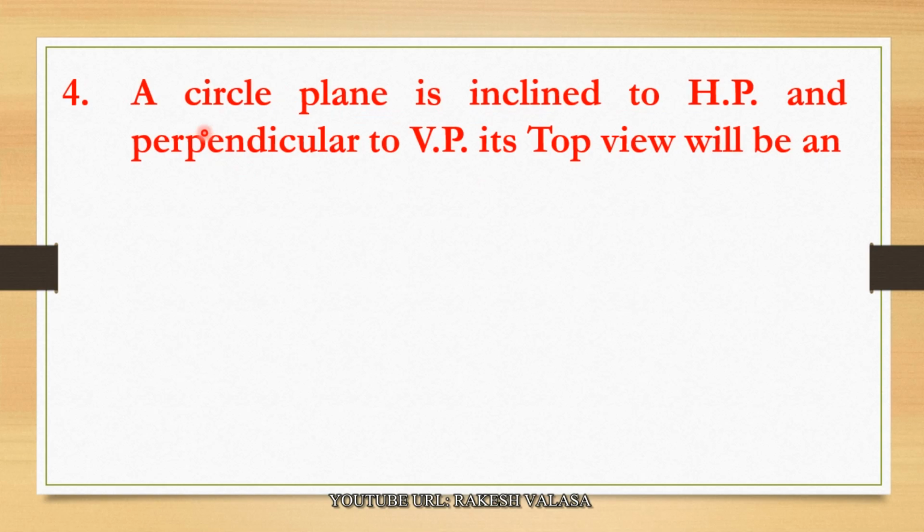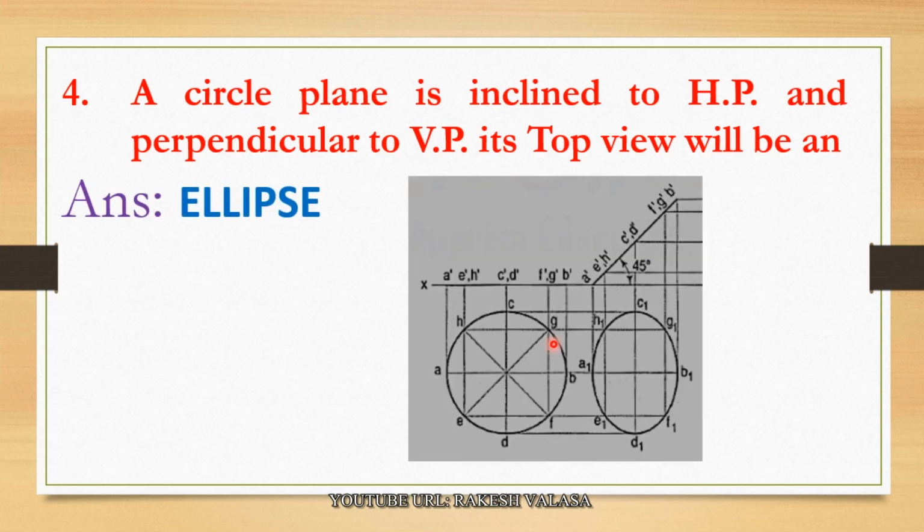Question number 4. A circular plane is inclined to HP and perpendicular to VP. Its top view will be an ellipse. You can see this image. For example, you can take one plane, that is a circle. This circle is parallel to HP. In that case, the true shape is given only in the top view. When this circle plane makes a certain angle with the horizontal plane, in that case the top view will be reduced and it appears like an ellipse or oval shape.